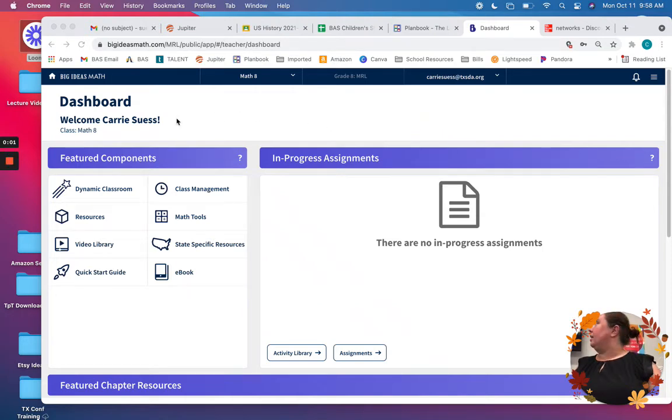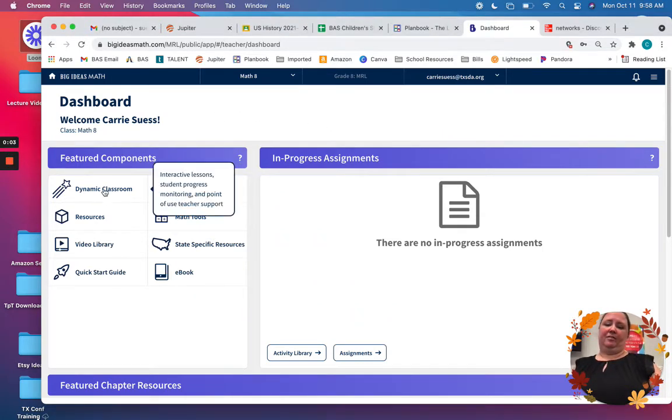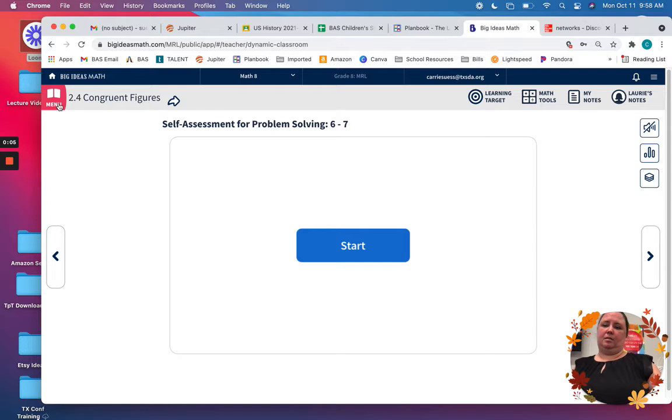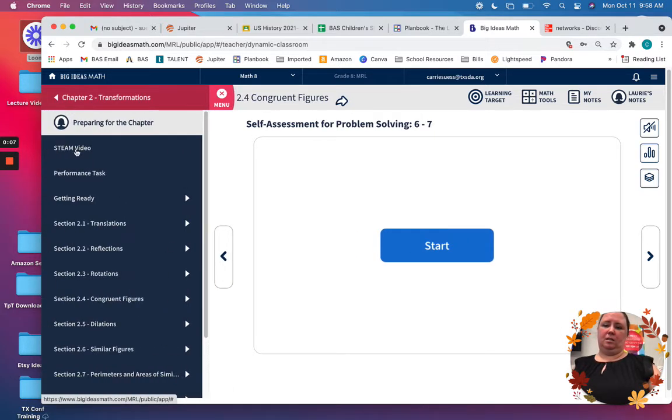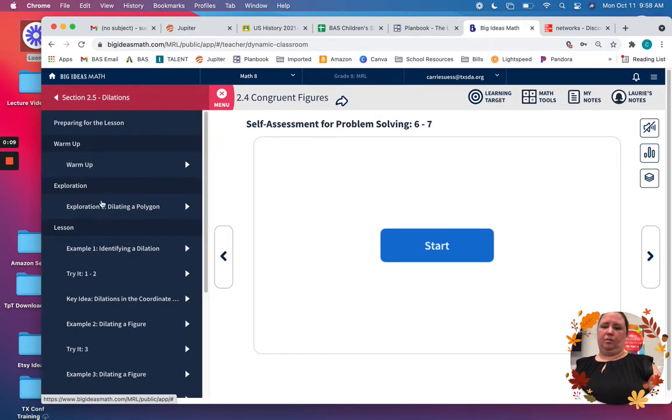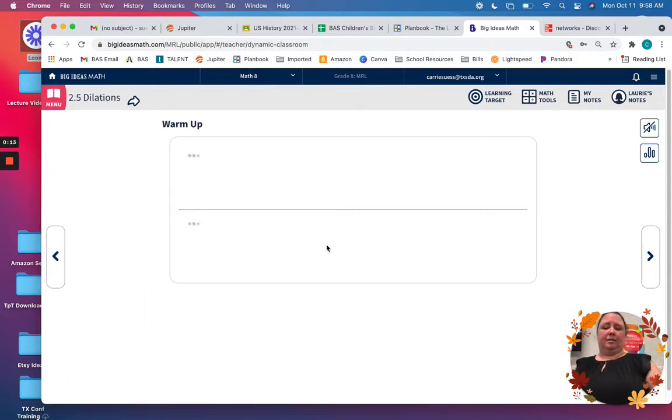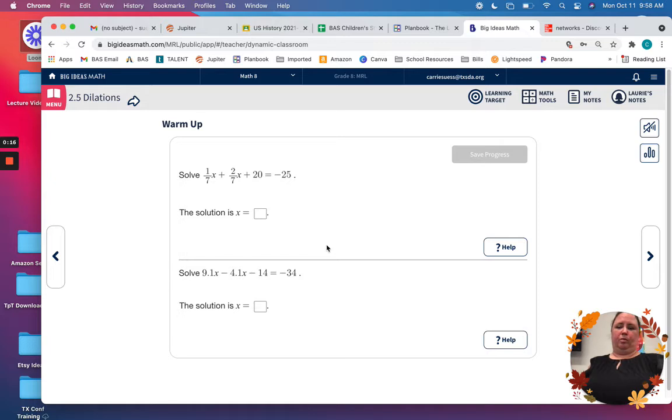All right, we are working on lesson 2.5. Do the warm-ups. I will give you a few minutes, and I will help those of you who need that. Okay, so look at the warm-up for lesson 2.5.